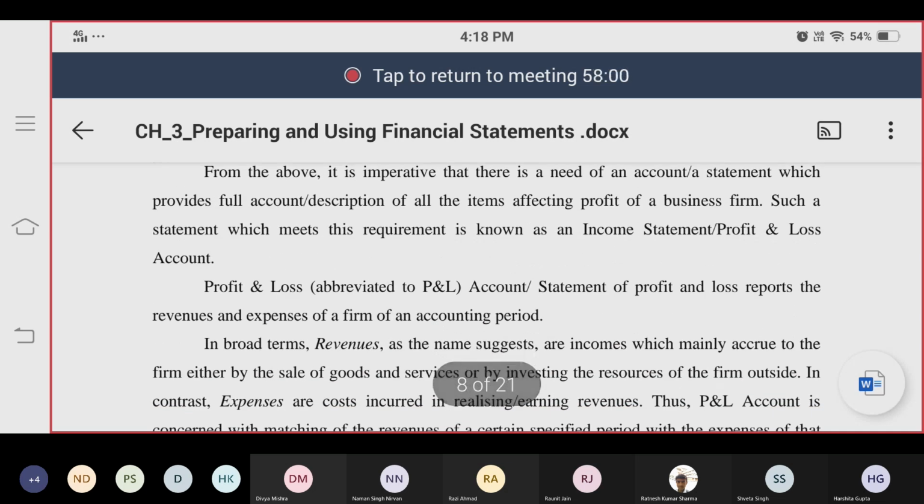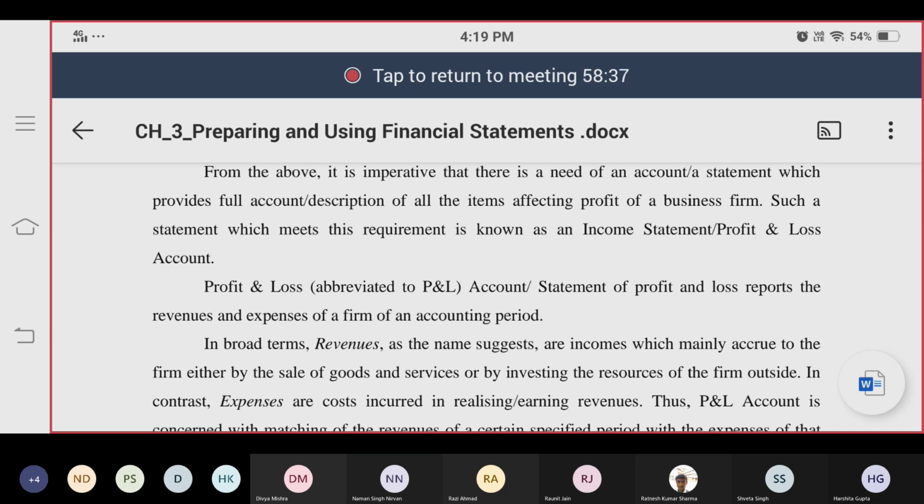But these days, students, we have a lot of software tools like Tally and all, where every time you keep entering any transaction, it automatically creates P&L, balance sheet, everything real time, and you have all the data with you real time. Okay. So from the above, it is imperative that there is a need of an account or a statement which provides full account or description of all the items affecting the profit of a business firm. So such a statement which meets this requirement is known as income statement or profit and loss account.